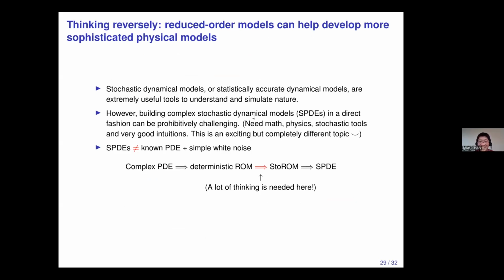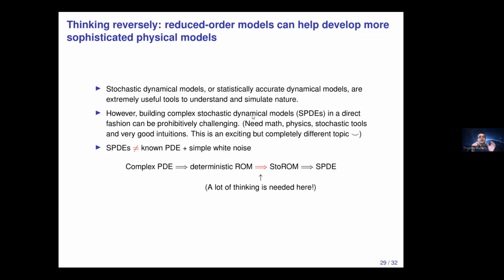So this is a good point. But this is an interesting type of philosophical point, if I understand correctly. What you're saying is that you take the complex system, you try to reduce it to a deterministic ROM, then you do the stochastic modeling at the ROM level, and then you bootstrap that reasoning to go to the stochastic PD.